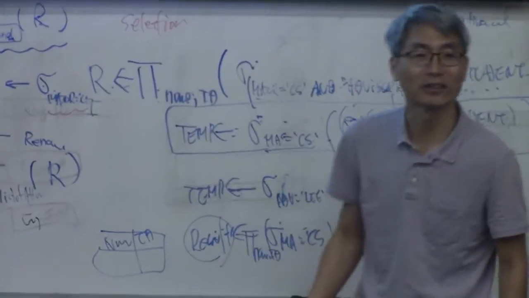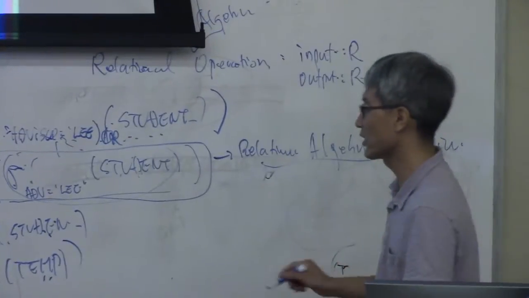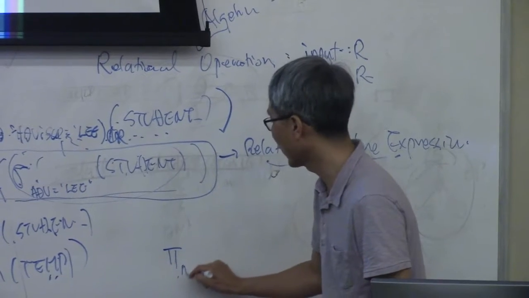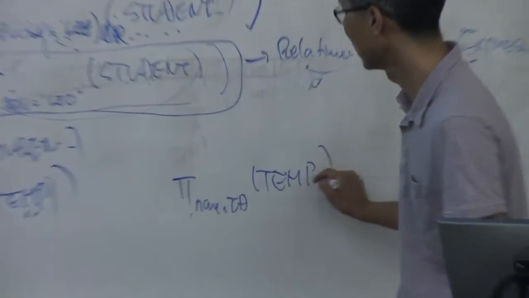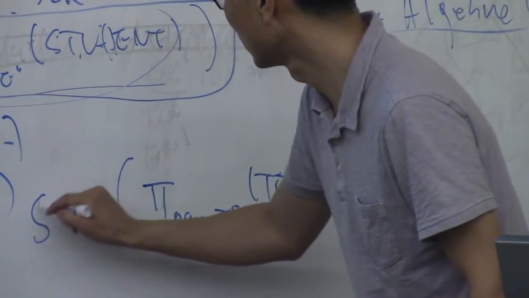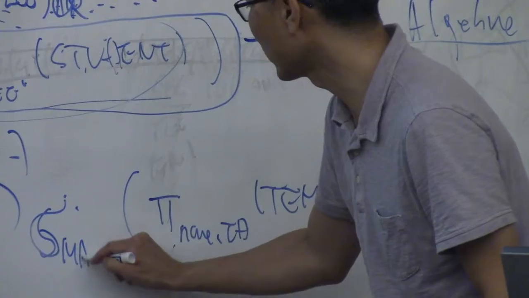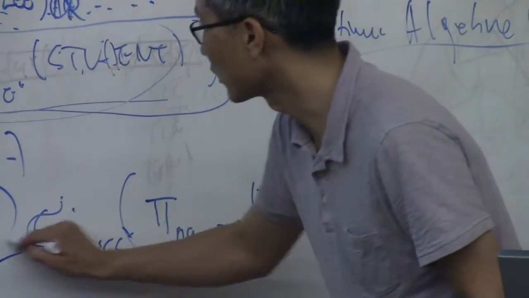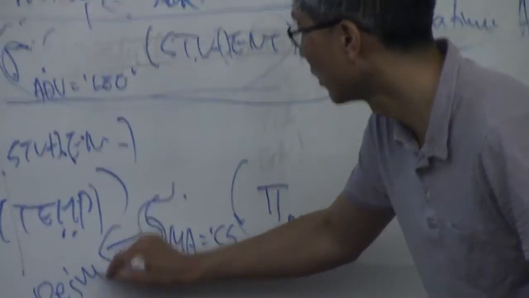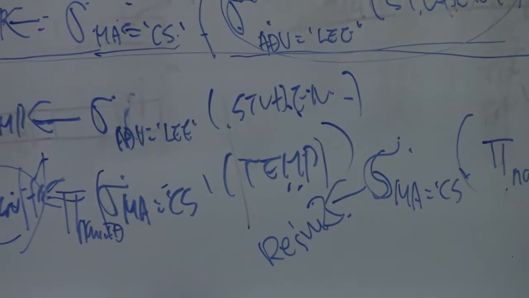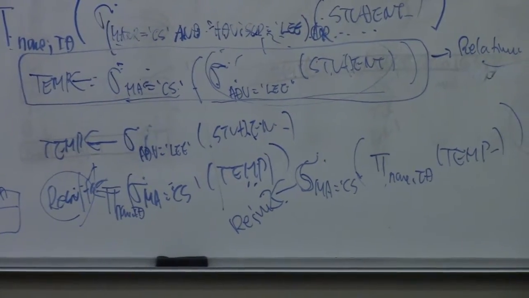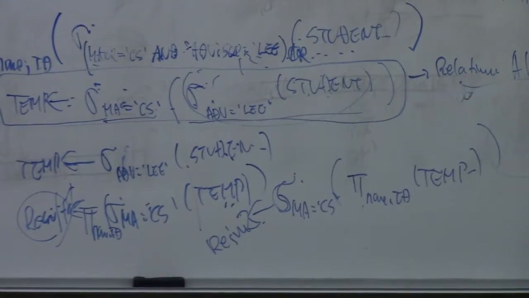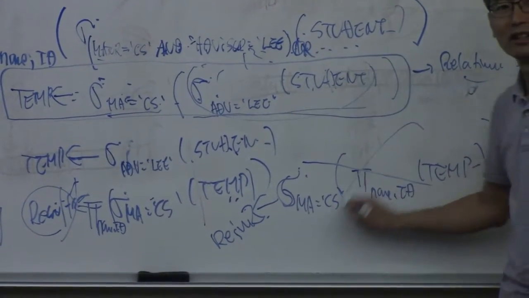Okay, another question. This is important. What about this one? Project name, ID, and select major is CS. This is the other result, result 2. Are result 1 and result 2 the same? Doesn't make sense. No, sir.